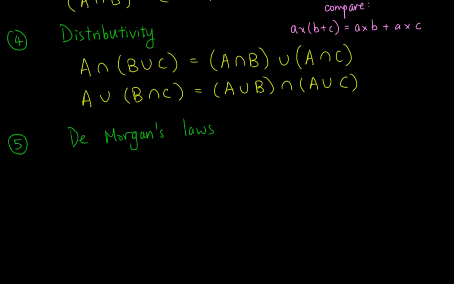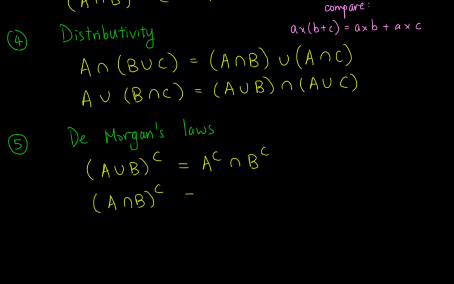Finally, we have the De Morgan's laws, which is arguably the most important property of sets. It is used all the time in various proofs. It states that the complement of A union B is the same as A complement intersect B complement. We can think of it as follows. How can you not be in A or B? Well, you must not be in A, and you must not be in B, and this is exactly what De Morgan's law says. Similarly, we have the complement of A intersect B equals A complement union B complement. Again, in order to be not in both A and B, you must either be not in A or not in B.